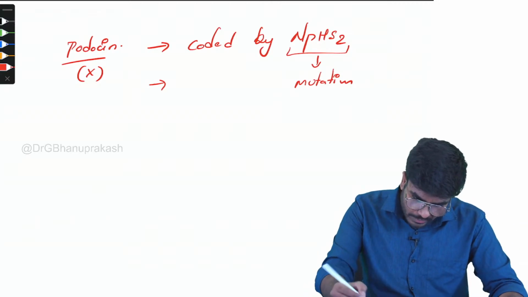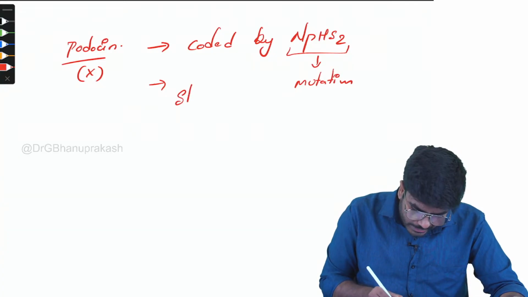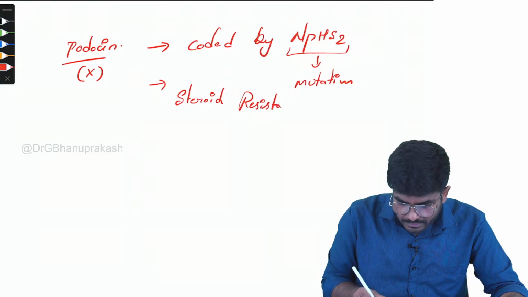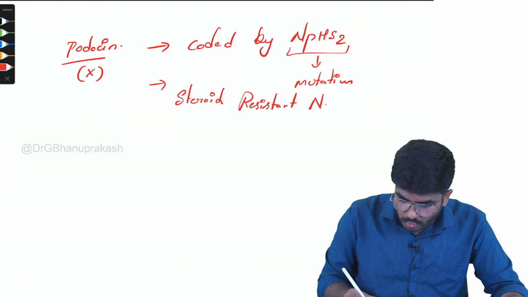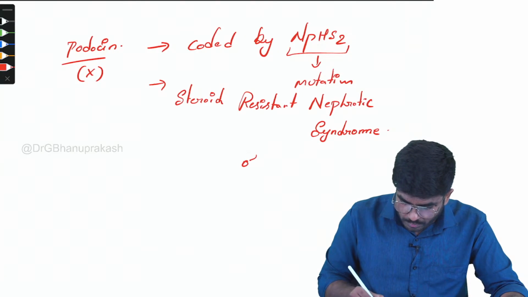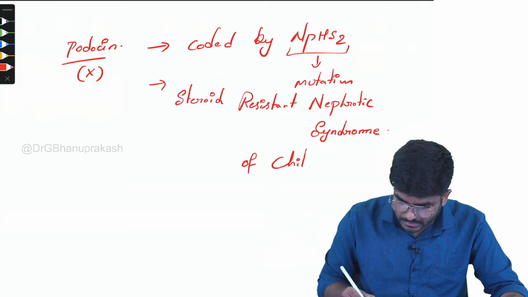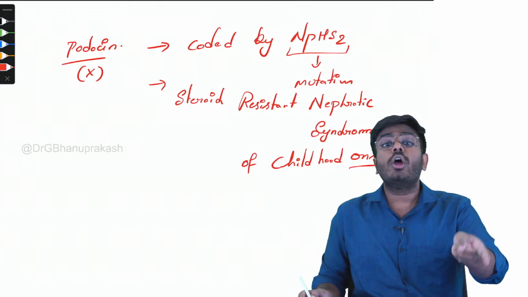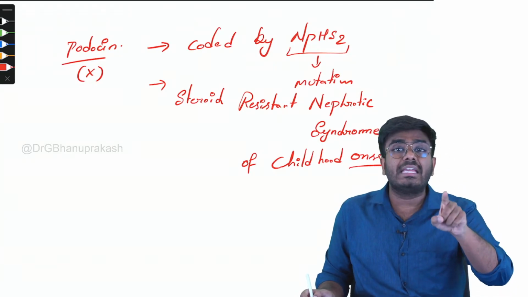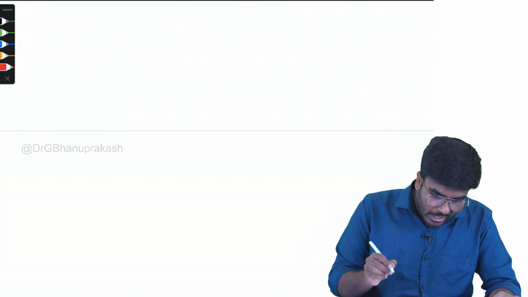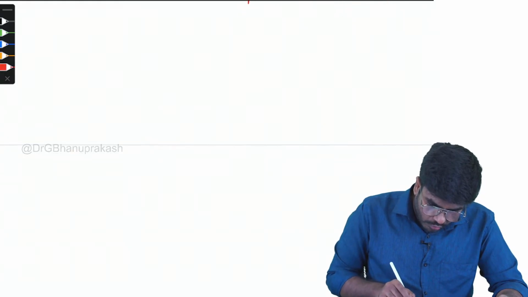The nephrotic syndrome here is called steroid resistant nephrotic syndrome. Okay, steroid resistant nephrotic syndrome of childhood onset. Just simple: steroid resistant nephrotic syndrome of childhood onset is seen with the mutation of NPHS2, which is coding the podocin. Now, last one, that is alpha actinin 4.